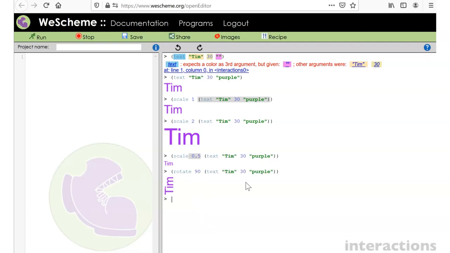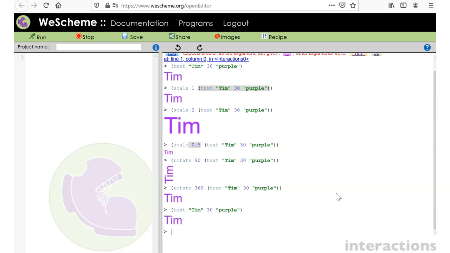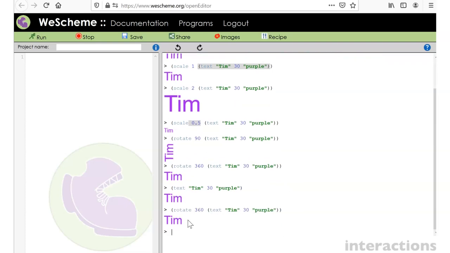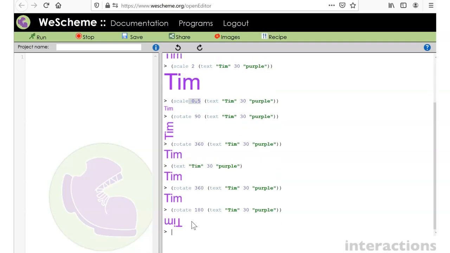Yes. So, you know, remember in algebra, a lot of times we consider a circle to be 360 degrees. So that means if we put in 360, it's going to look exactly the same as the original, right? 360. Yes. So here's the original. And here was the rotate 360. Looks exactly the same, right? Even though this did something. All right. If we wanted to go upside down, what's half of 360? 180. There it is, upside down.